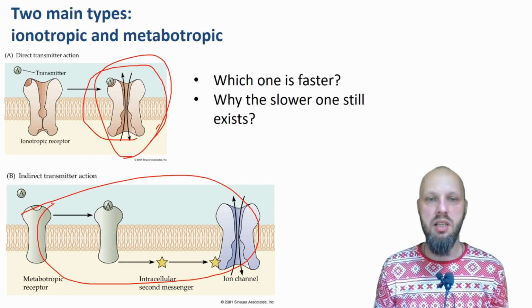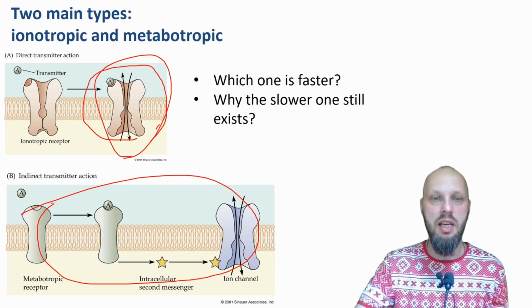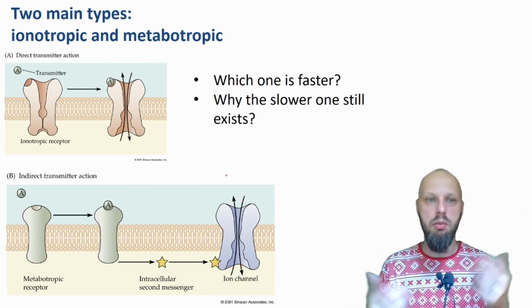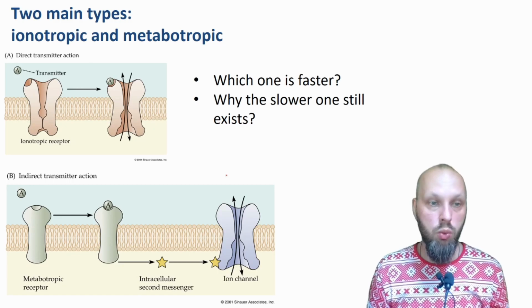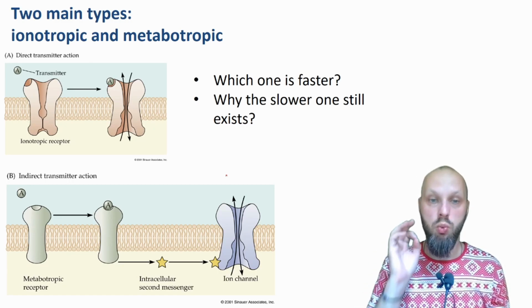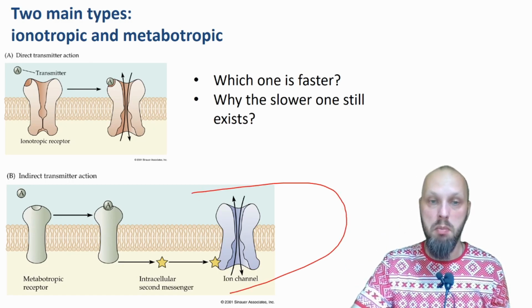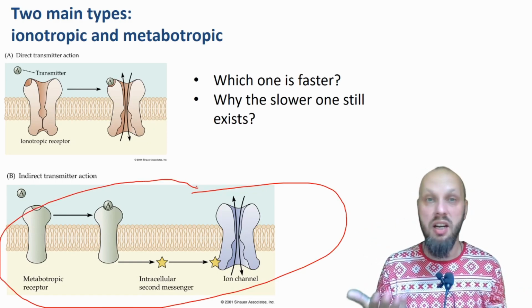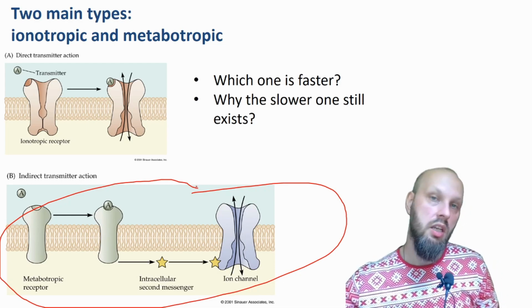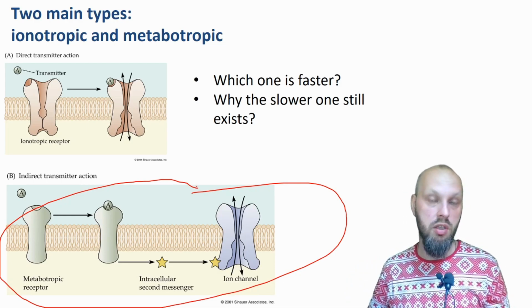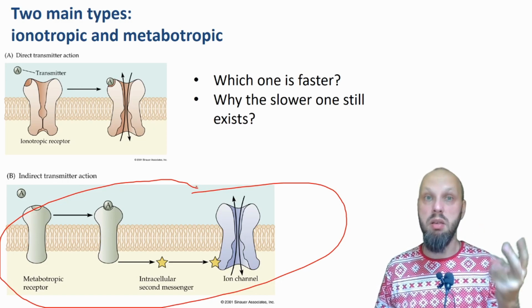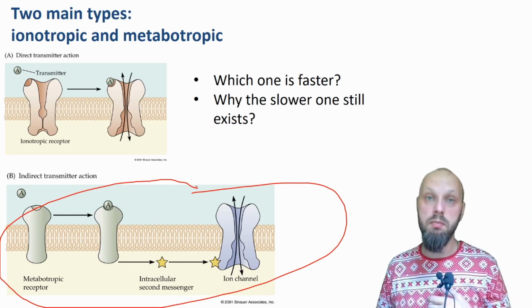But what we see is that both of them exist, and it's not like the slower one is rare. Nope, it's everywhere. Why? What's cool about the slower one then? In which aspects may the slower process still be superior? Are there any upsides to indirect transmitter action? Pause the video, think. This is a hard question, so think, write it down, make your bets, maybe write two or three different ideas here.